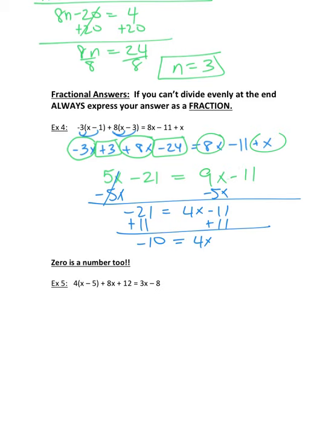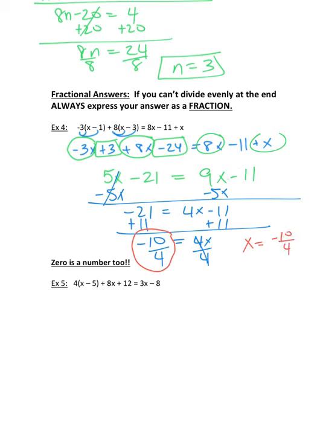No, don't pull out your calculator. You want to just stay with the fractions. Stay away from your calculator, divide by 4, because that's what's multiplying by x. And what you see here is your answer, negative 10/4. X equals negative 10 over 4.